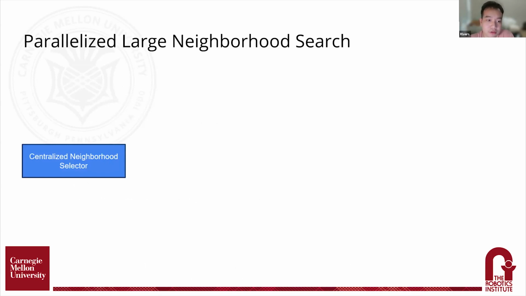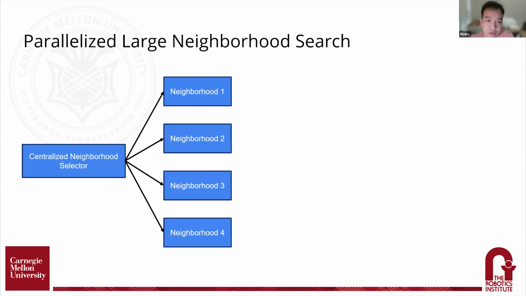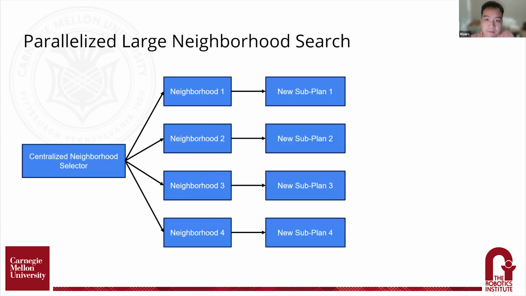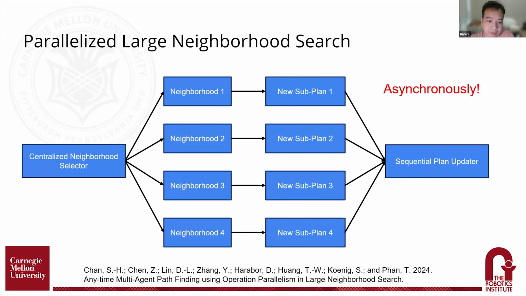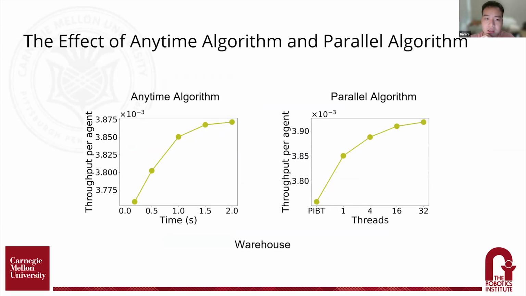Luckily, this large neighborhood search algorithm could be easily parallelized. We use a centralized neighborhood selector to propose several neighborhoods, and each thread replans for a neighborhood. Then we sequentially update the plan to the global one. This procedure can be done in a synchronized manner, so it could be faster. This is the concurrent work talking about exactly the same idea. We can see the effect of the anytime algorithm and the parallel algorithm: with more time and more threads, we get better performance.